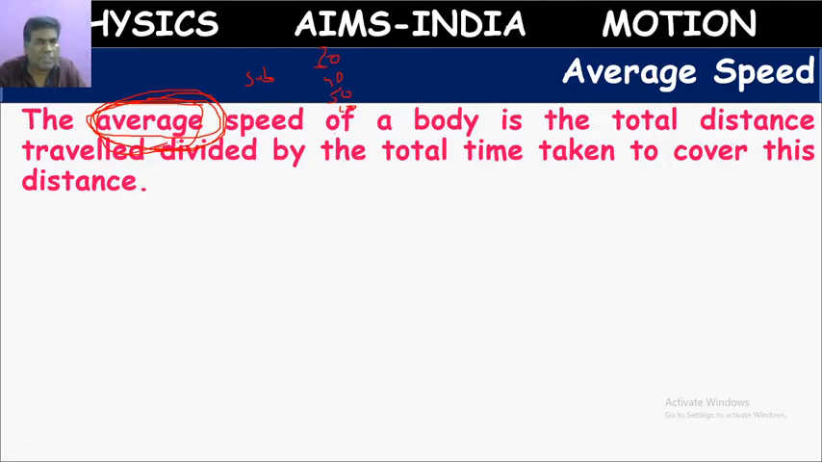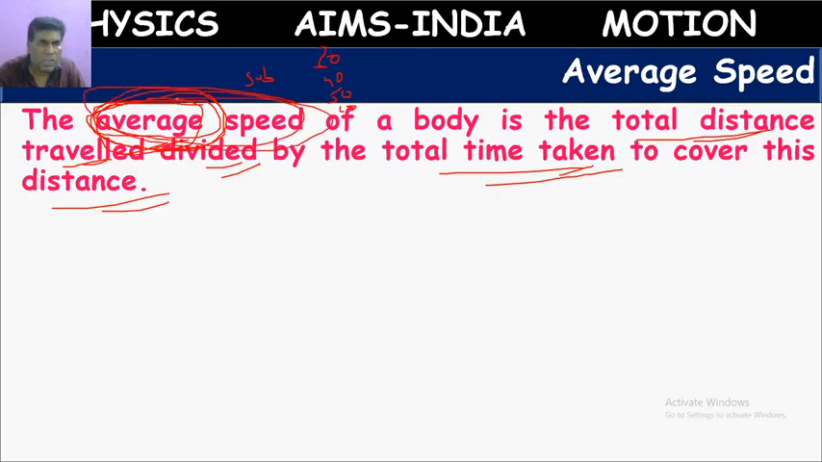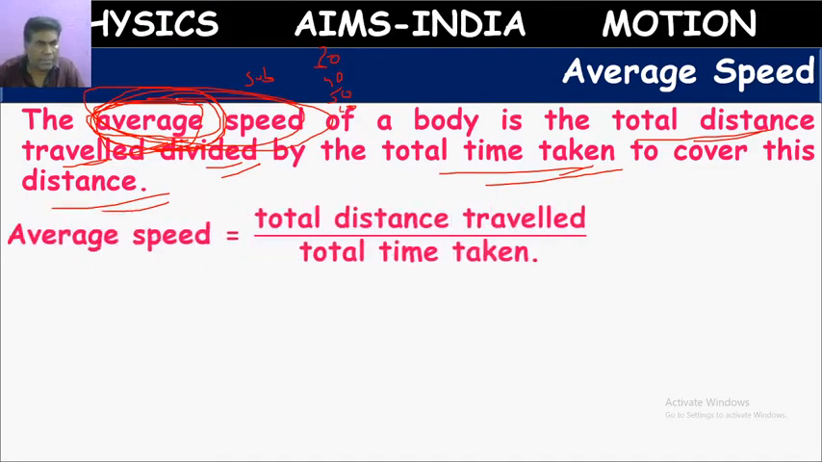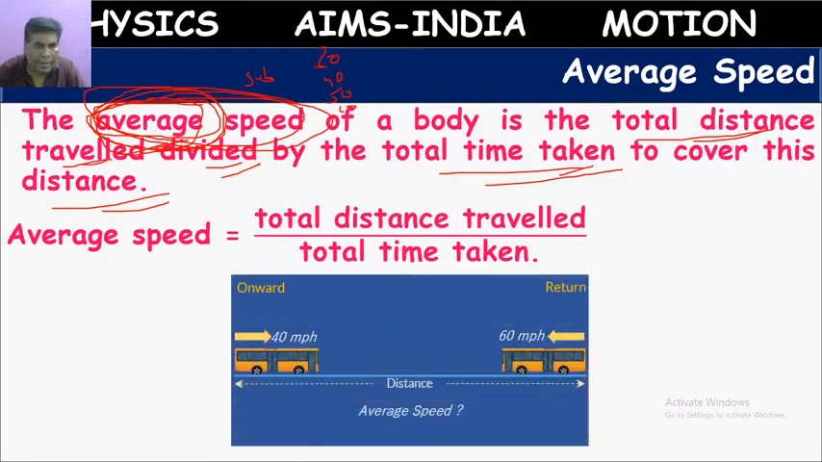Here, average speed means the total distance traveled by the body divided by the total time taken to cover this distance. Total distance by total time, if we divide, that ratio is called average speed. So the formula for average speed is total distance traveled by total time taken.